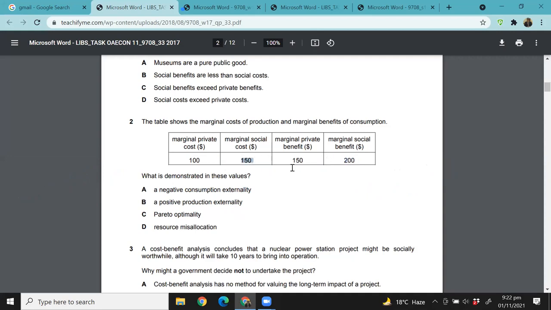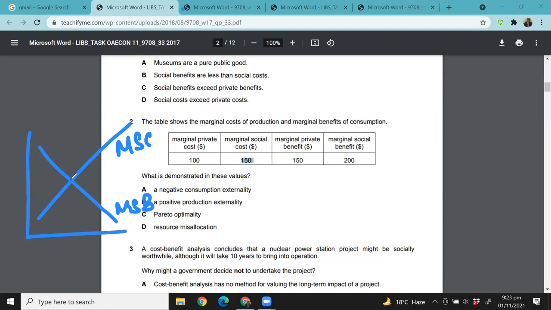So when the two values are different, you will never operate at the optimal level. When marginal social benefit, which is downward sloping, intersects with marginal social cost, that is the point which is socially optimal. That is the point QS, socially optimal.